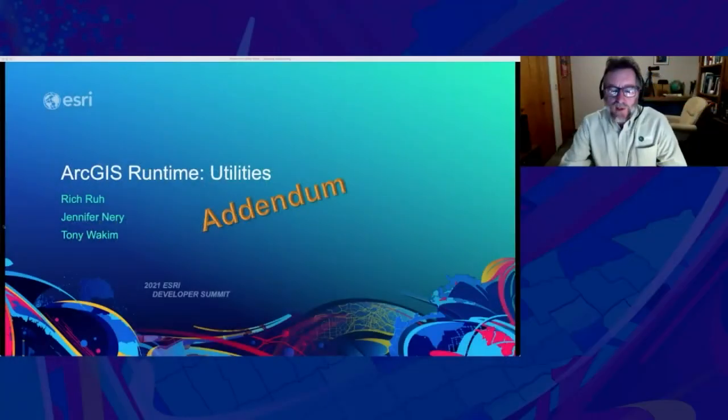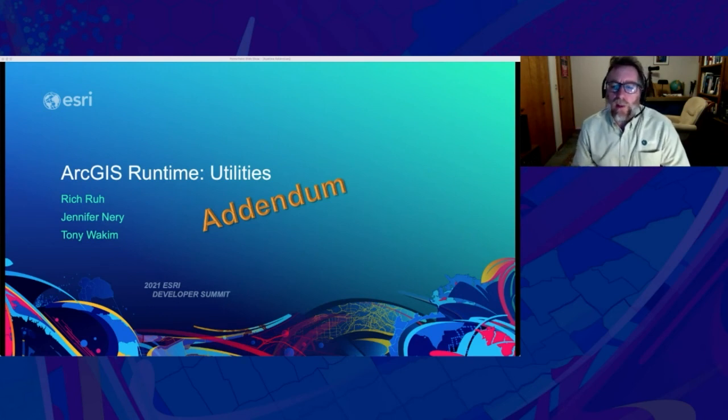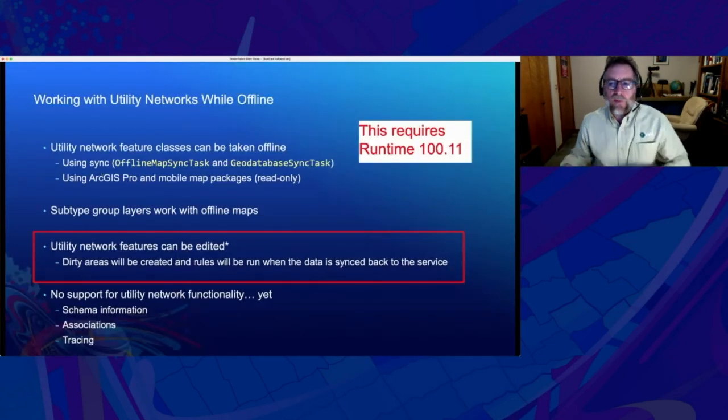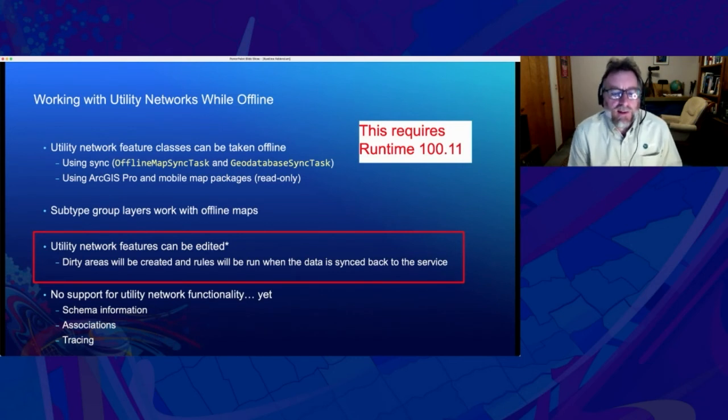Hi, everybody. So the presentation you just saw was actually pre-recorded about 6 weeks ago, and we were in the middle of the product development. So I wanted to give a little bit of an update of things that have taken place since that time. First of all, I did make a statement that said that utility network features can be edited today as simple features. That actually is not true. We found a bug in this in runtime 100.10, and that bug is fixed in 100.11. So this statement will be true then at 100.11.